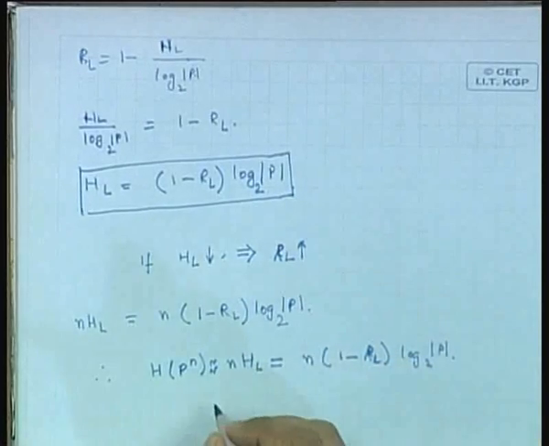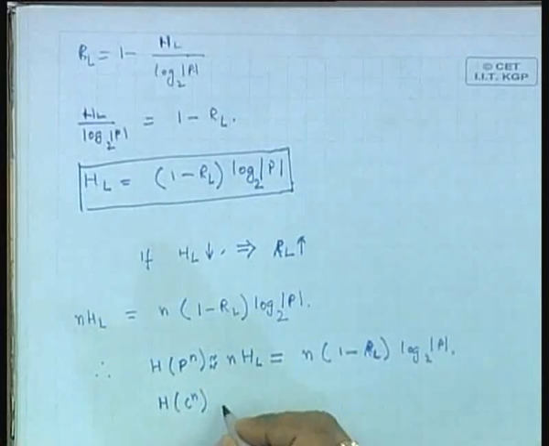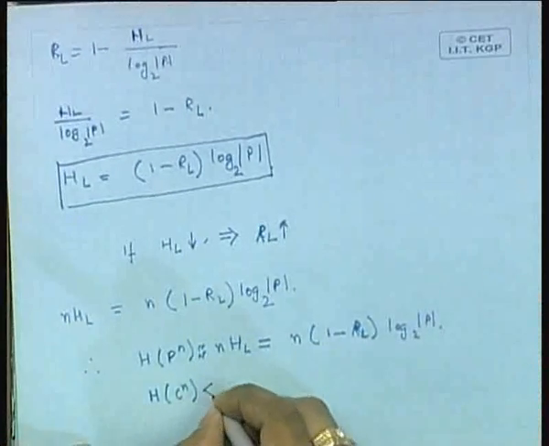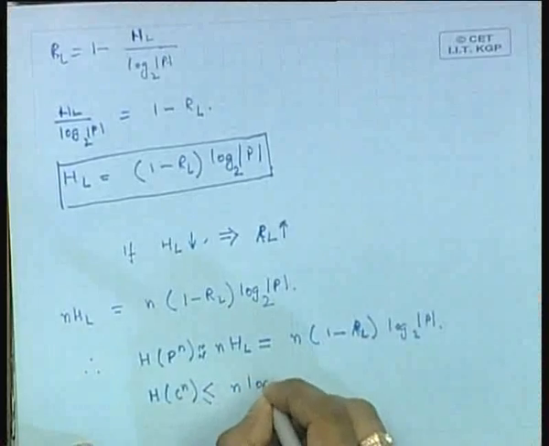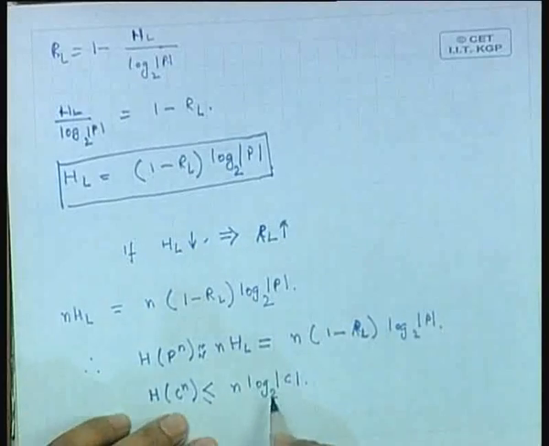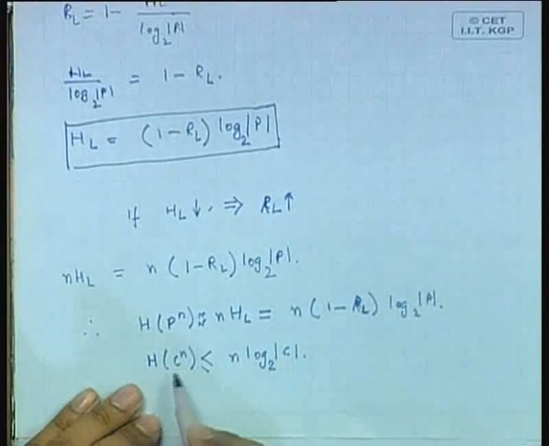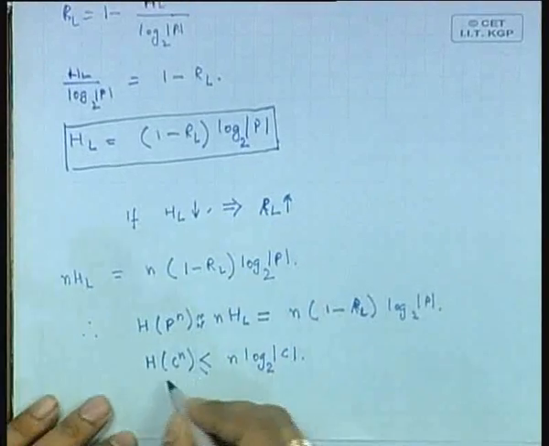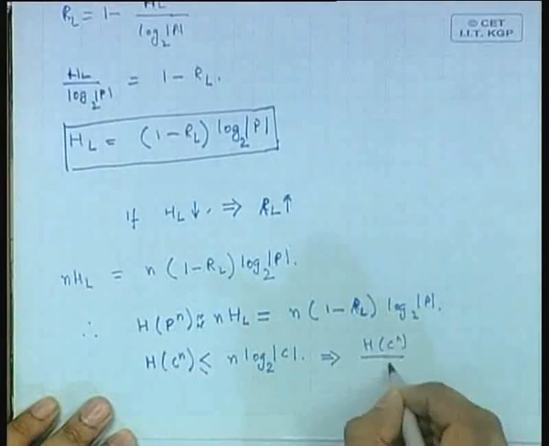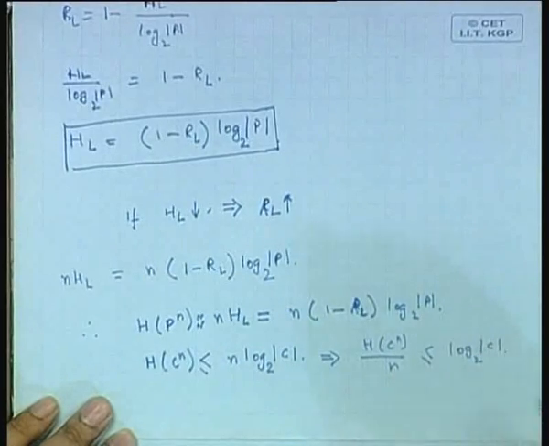And the next thing that I want is H(Cn). So, I write that H(Cn) is less than or equal to n log of cardinality of C base 2. Why? Because I am considering n-grams. This is equivalent to saying that H(Cn) by n is less than or equal to log of cardinality of C base 2.